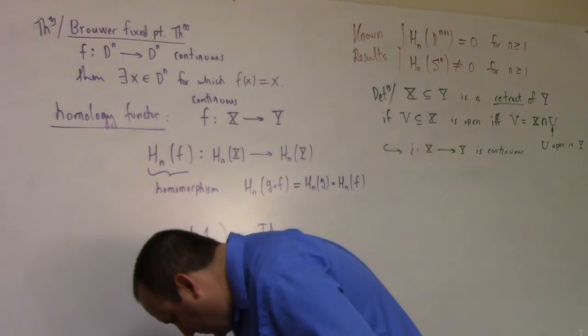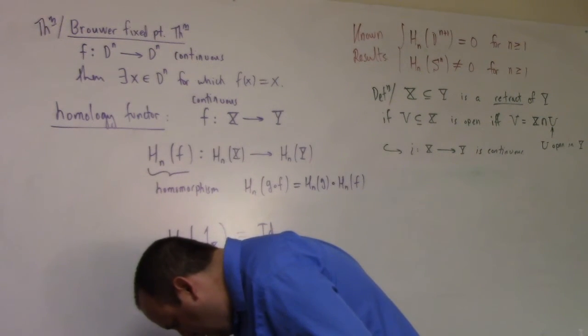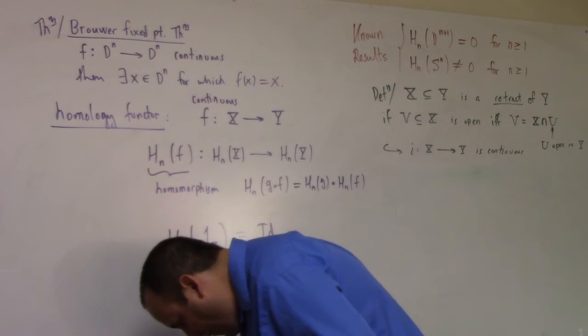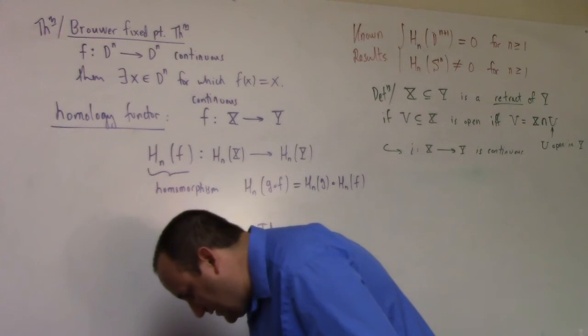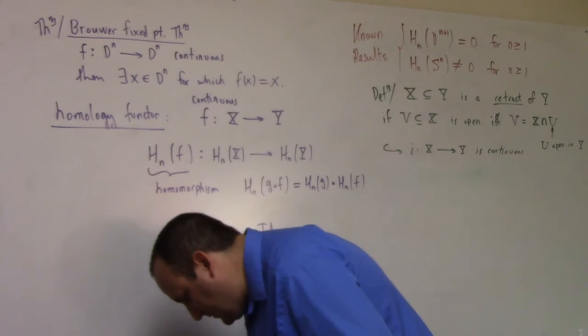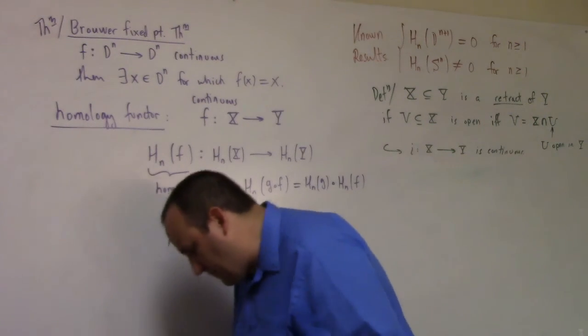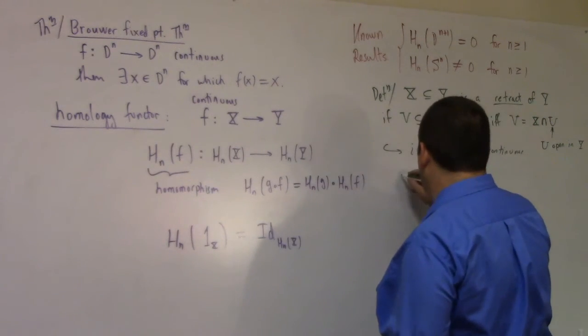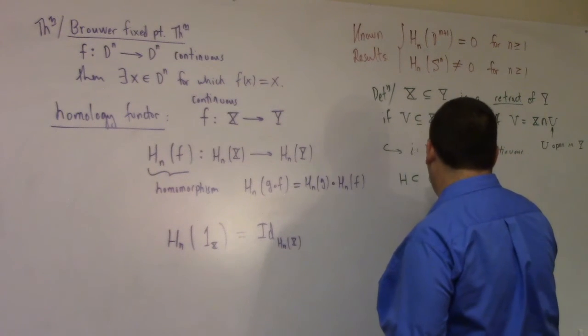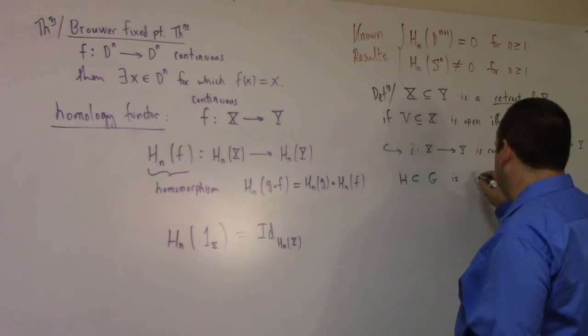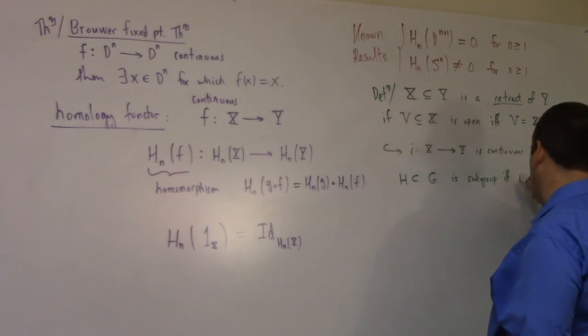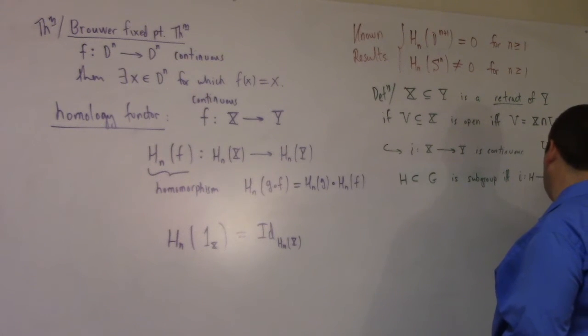Oh, okay, so, getting to the point here. Basically, the point is for a retract, the inclusion is continuous, and he says this parallels group theory. He says a group H is contained in a group G as a subgroup if and only if the inclusion is a homomorphism. So H subset of G is a subgroup if and only if the inclusion map of H into G is a homomorphism.